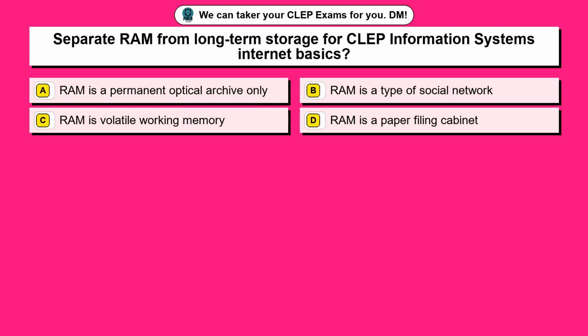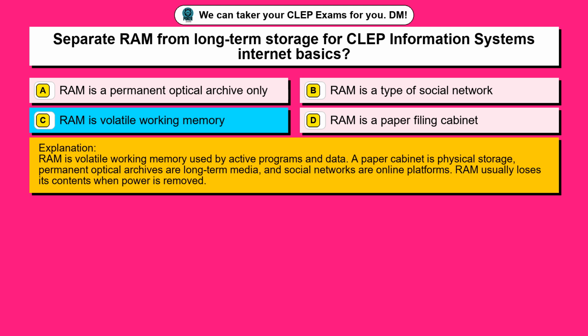Question 52. Separate RAM from long-term storage for CLEP Information Systems Internet Basics. Option A. RAM is a permanent optical archive only. Option B. RAM is a type of social network. Option C. RAM is volatile working memory. Option D. RAM is a paper filing cabinet. The correct answer is option C. RAM is volatile working memory.